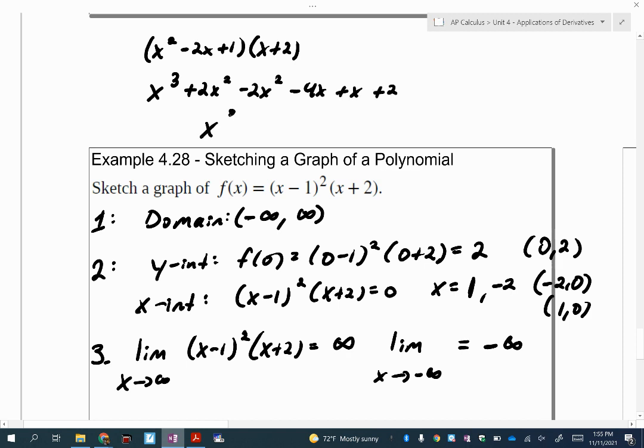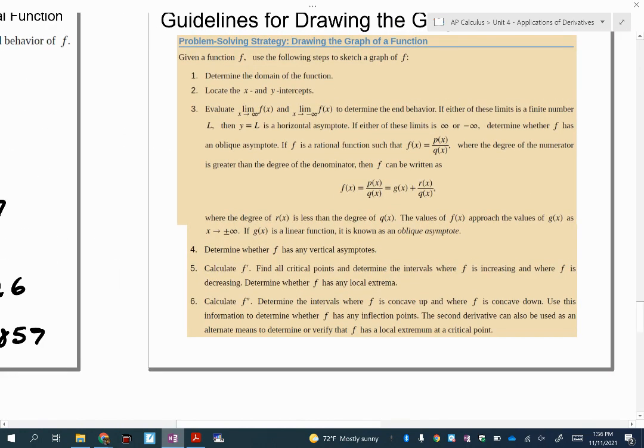So that's x cubed. The x squared terms make 0. And then that makes minus 3x. And this is plus 2. So with the leading coefficient being positive and my degree being odd, my end behavior kind of matches with what I saw as I evaluated these limits. Okay, so that's step 3.